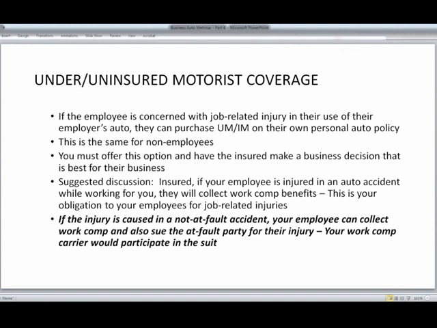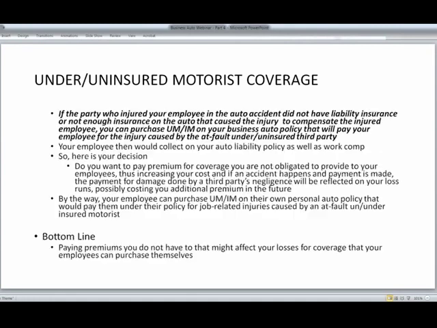Suggested discussion. Insured, if your employee is injured in an auto accident while working for you, they will collect work comp benefit. This is your obligation to the employee for work-related injuries. If the injury is caused by a not-at-fault accident, your employee can collect work comp and also sue the not-at-fault party. Your work comp carrier would want to participate in this suit.